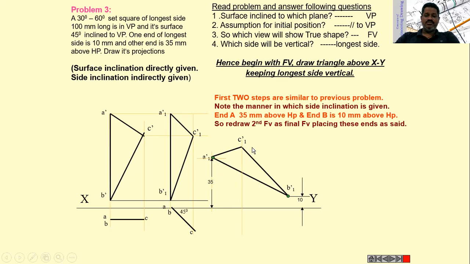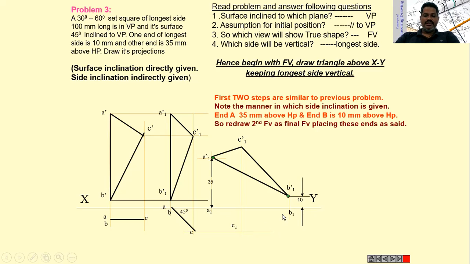Now project these points to get the top view. Project A1 dash, project C1 dash, project B1 dash, then project the top view of step 2 like this. A1 dash and A, we will get one point here and I am naming this as A1. Then B1 dash and B, we will get one more point here. I am naming this as B1. C1 dash and C, we will get another point here.